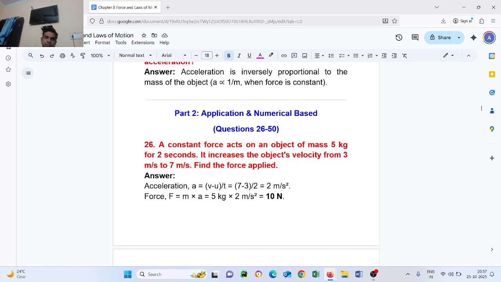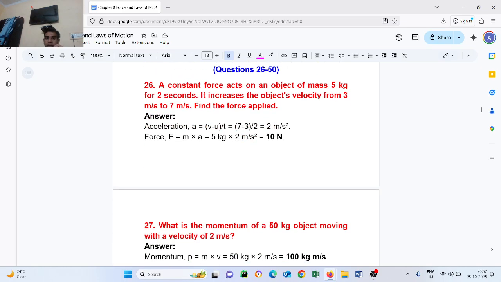Question number 2. A constant force acts on an object of mass 5 kg for 2 seconds. It increased the object's velocity from 3 meter per second to 7 meter per second. Find the force applied. Acceleration equals v minus u upon t, which is 7 minus 3 upon 2, meters per second squared. F equals ma. Force is given by 5 kg multiplied by the acceleration, equal to 10 Newton.